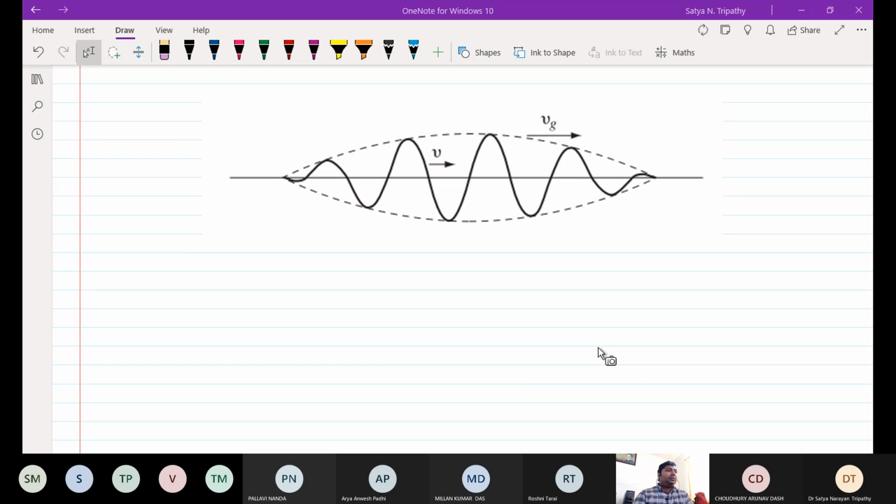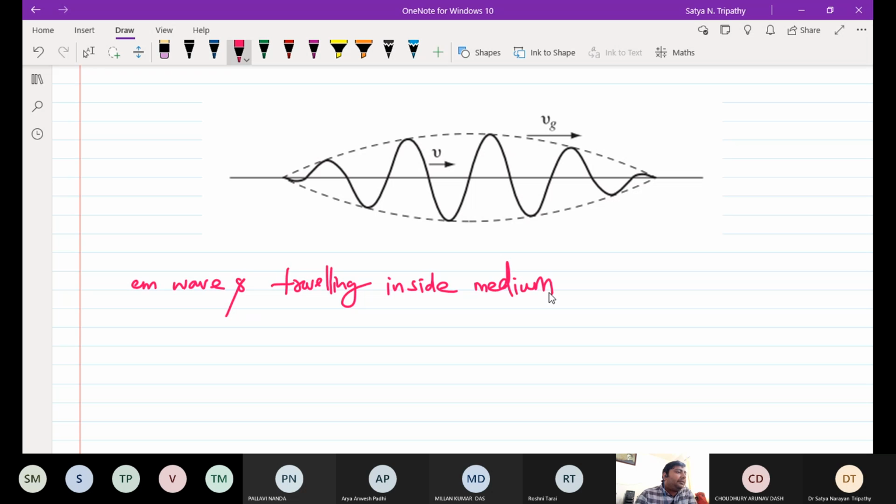Now, why these things are happening, we are going to do rigorous mathematics on that. Let me write down first. We will go for the system. EM waves traveling inside a medium. This is my first step.